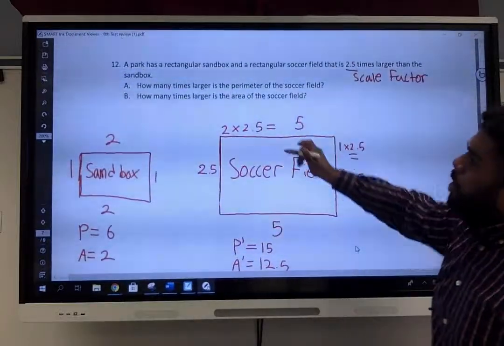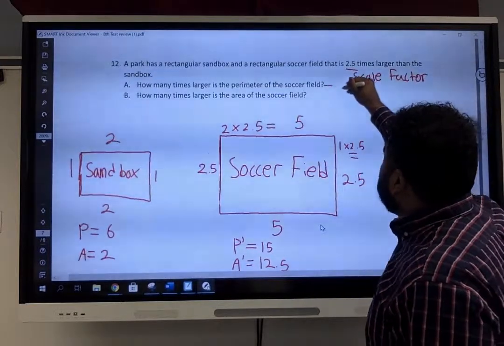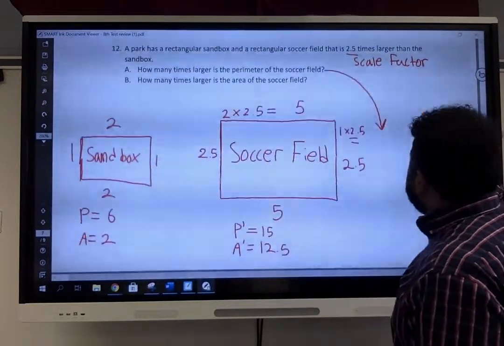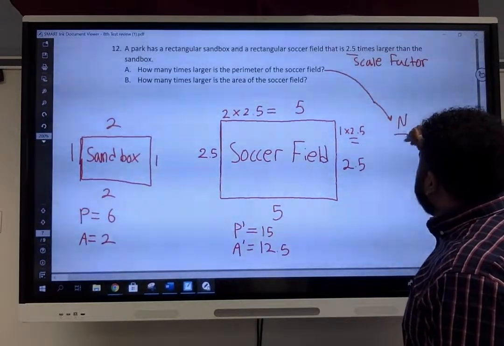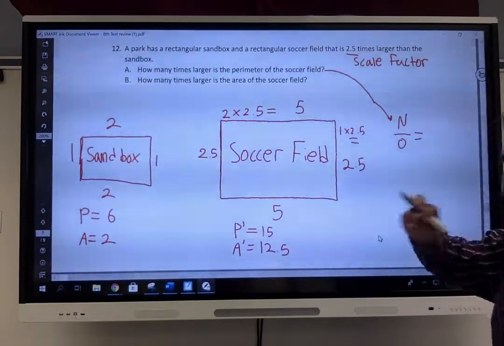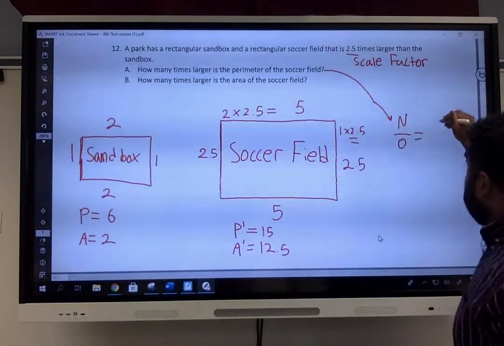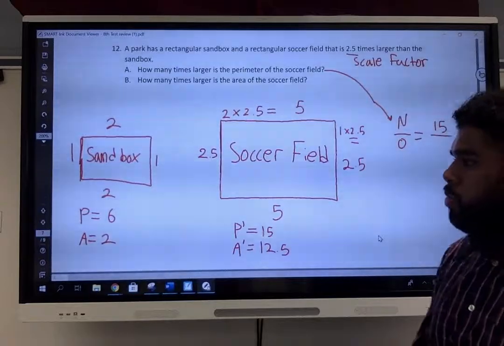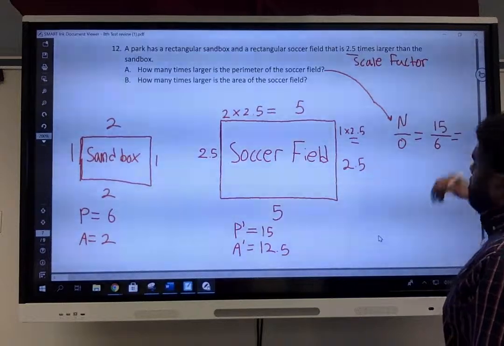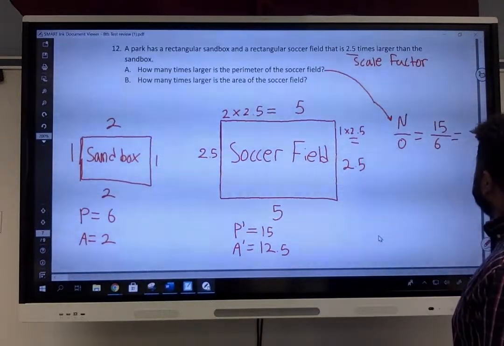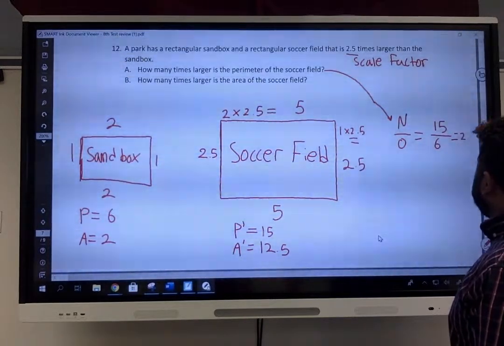Now, the question asks, how many times larger is the new perimeter of the soccer field? I can find that out by doing new divided by original. My new perimeter is the one with the prime mark, so 15 over my original perimeter, which is 6, because that was the sandbox perimeter. If I put 15 over 6 into a calculator, it will simplify down to 2.5.